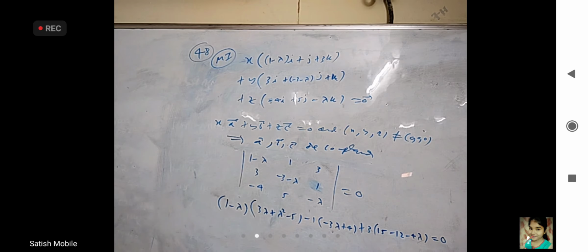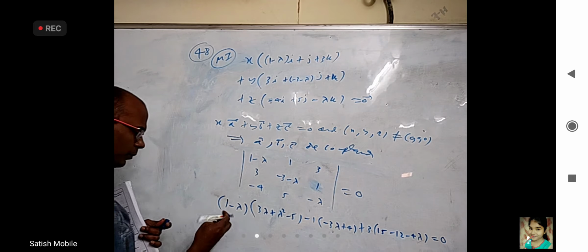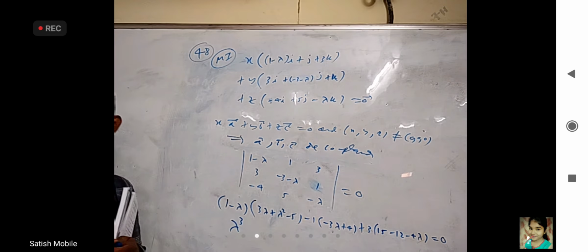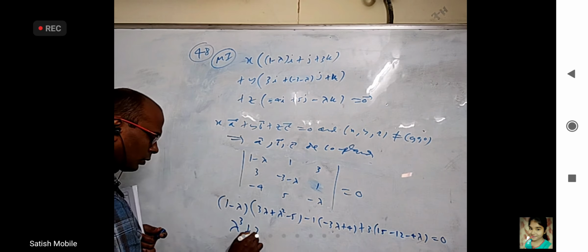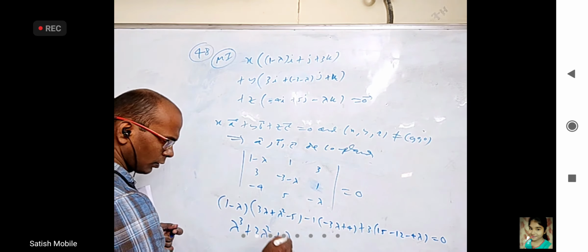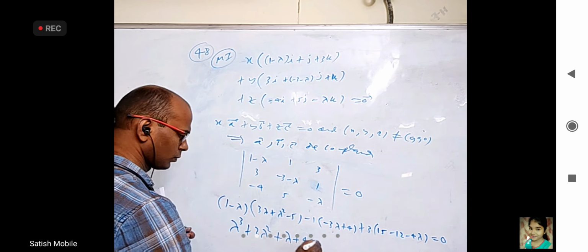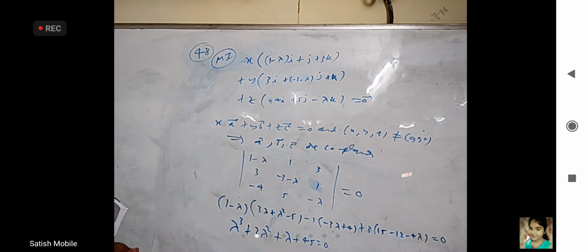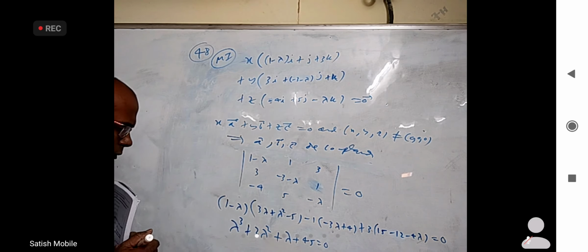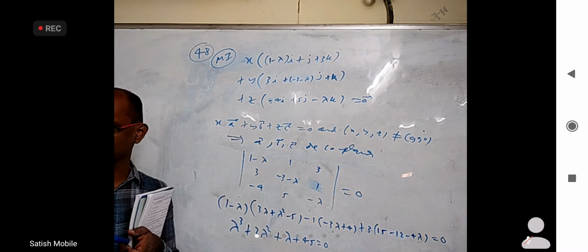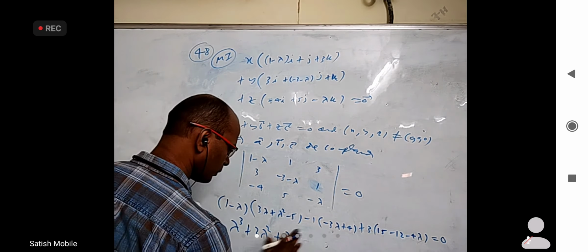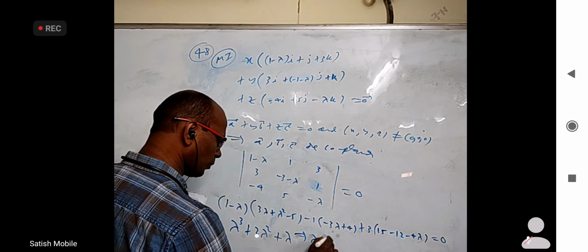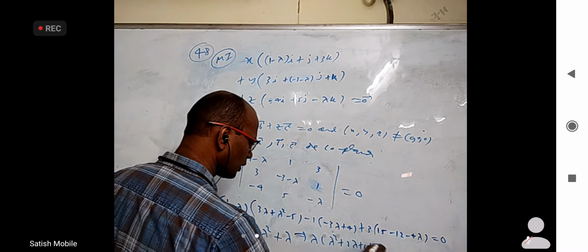Lambda cube should be there, no? Cube cannot be cancelled. Lambda cube plus 2 lambda square plus... Are you sure about it? No constant. Okay. All right. So if you take lambda common, it is a perfect square. Lambda square plus 2 lambda plus 1 equal to 0.